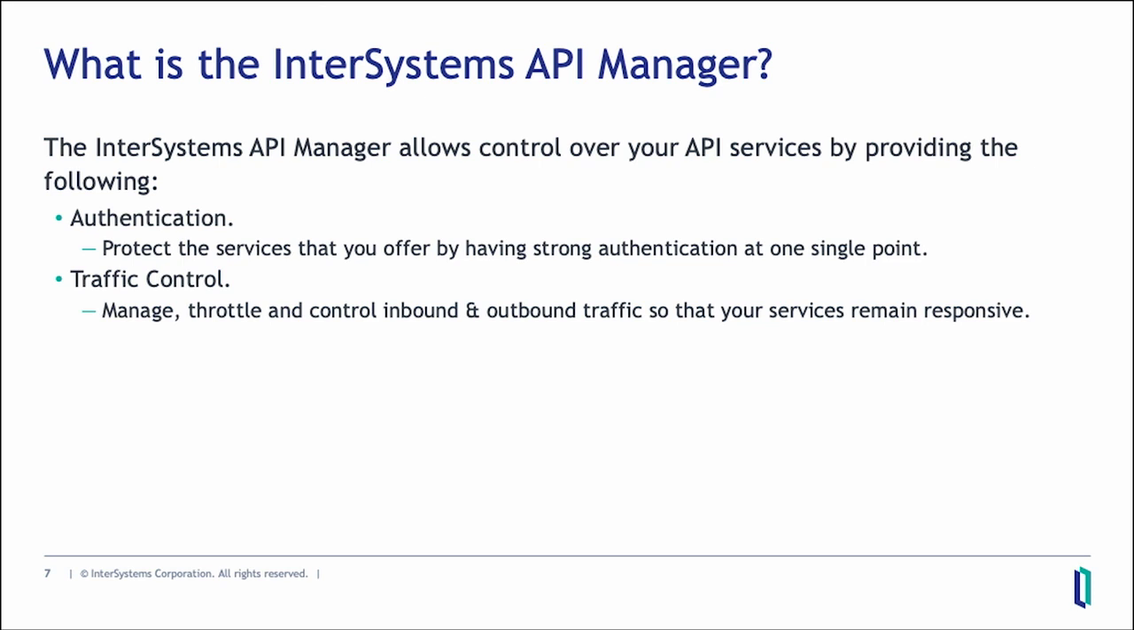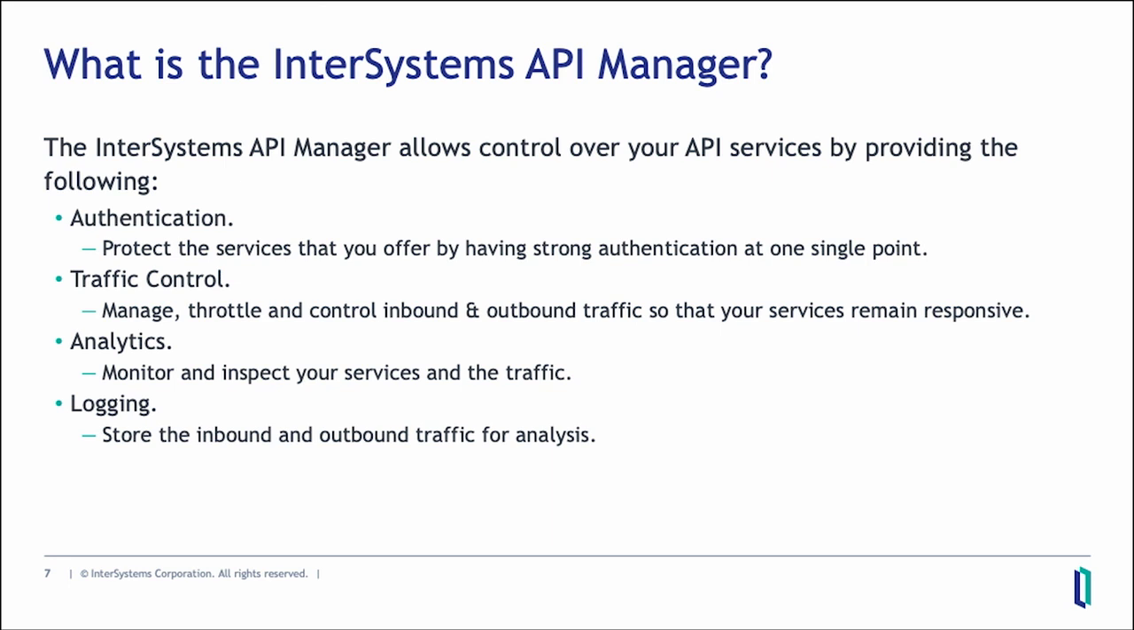Traffic control. Going back to the issue whereby you've got a great application with great APIs, but you don't want to kill it by too much traffic, so you can limit that and make sure that it's still useful, but it carries on being useful. Analytics, to make sure you can monitor what's going on. Logging, so you can store it and go back to it later. And versioning.